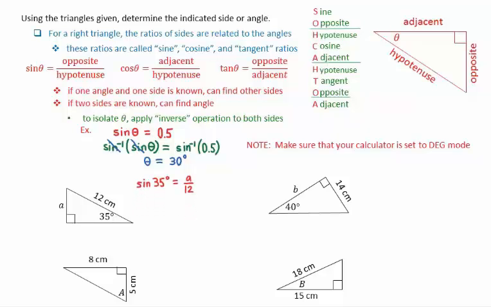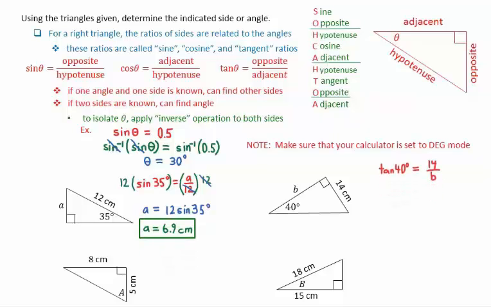For the first question, we have an angle of 35 degrees. Note that the A is opposite to the 35 degrees and the 12 is the hypotenuse. We then have to use sine 35 degrees equals A over 12. We can then multiply both sides of this equation by 12, resulting in A is equal to 12 times sine 35 degrees. Plugging this into a calculator gives 6.9 centimeters.